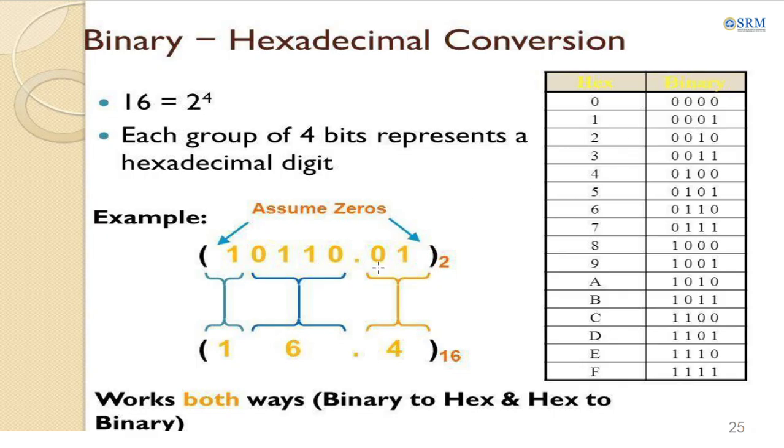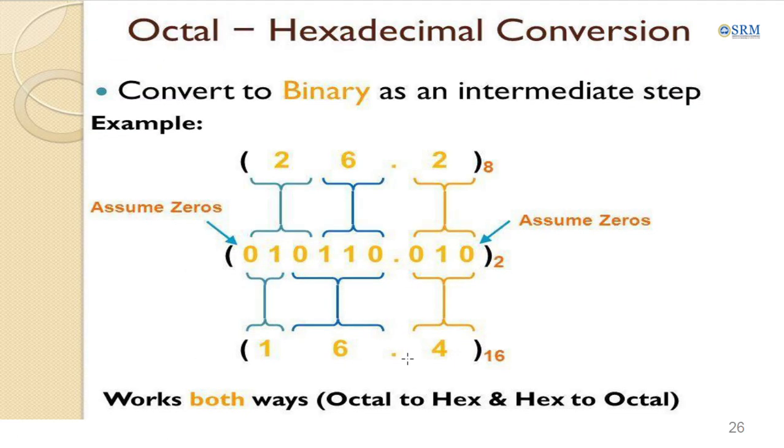Now over here, from the mantissa point, if we go toward the right side, we have 0 1 only. We can't form a group of 4, so we just put 2 more 0s. 0, 1, 0, 0. So according to the table, 0100 is 4. So the final equivalent hexadecimal number of the binary 10110.01 is 16.4. Okay, so this is the binary to hexadecimal conversion.